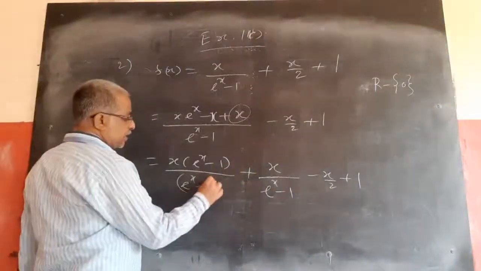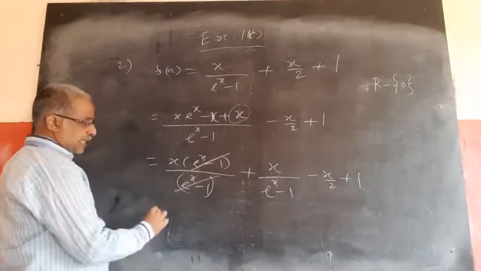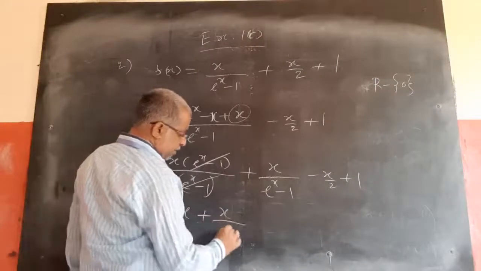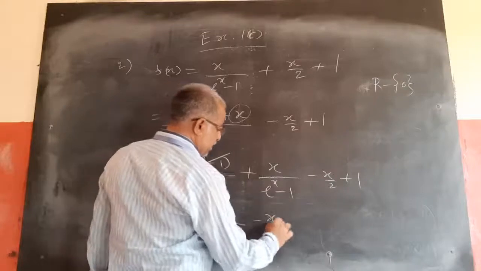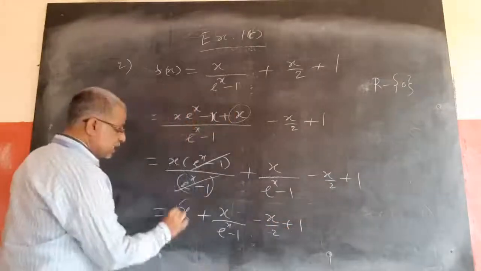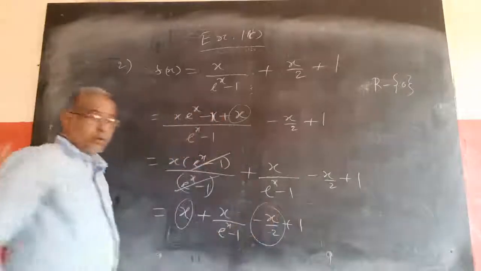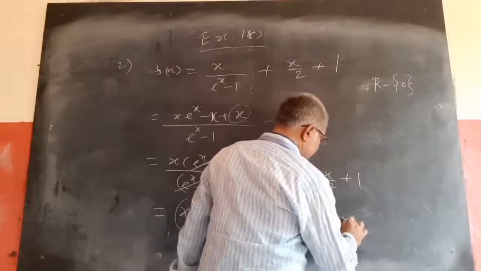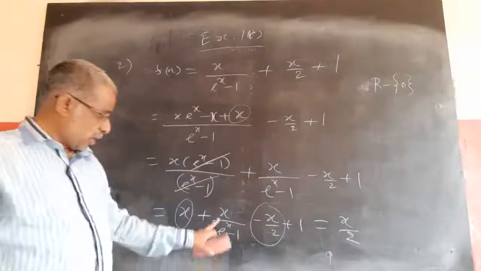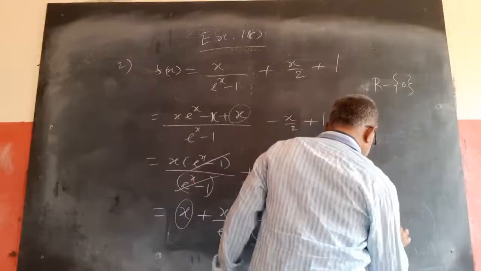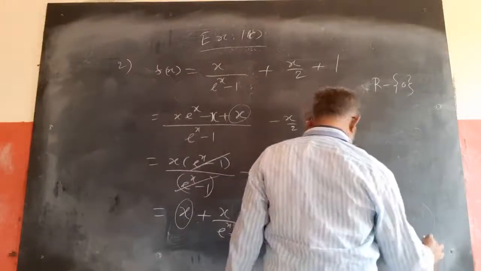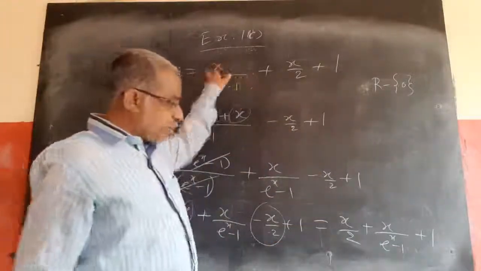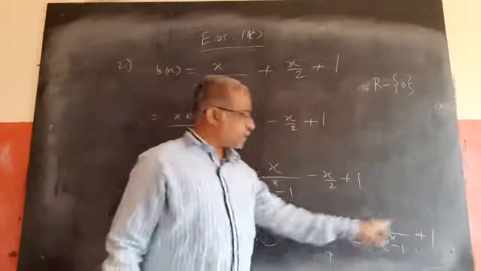Now e power x minus 1 by e power x minus 1 I can cancel. Left out is x plus x by e power x minus 1 minus x by 2 plus 1. This is x minus x by 2. 1 minus half becomes half only. So x minus x by 2 is x by 2, plus left out x by e power x minus 1 plus 1. Now observe, is it not this x by e power x minus 1 plus x by 2 plus 1 only?